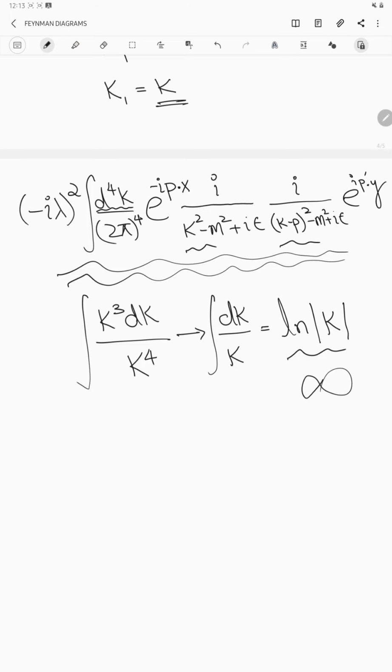Now, to get rid of this infinity, you have some procedures, called regularization of your integral, or dimensional regularization, and renormalization. Of course, I am definitely not going to do that in this video. The whole point of this video was to get you at least acquainted with what Feynman diagrams are.